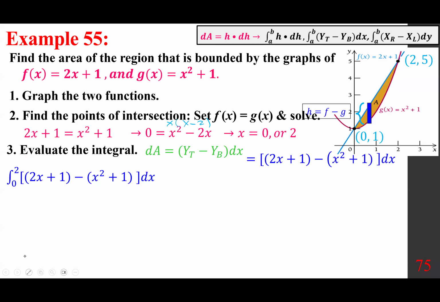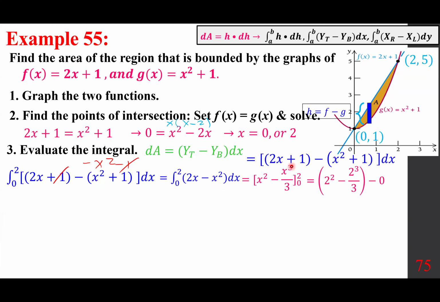I hope you see that these two cancel each other. This gives us x squared, and this gives us minus 1/3 x cubed. We plug in 0 and 2, and the answer is 4/3. And we are done. But what is interesting is that we can actually do it with a second method.